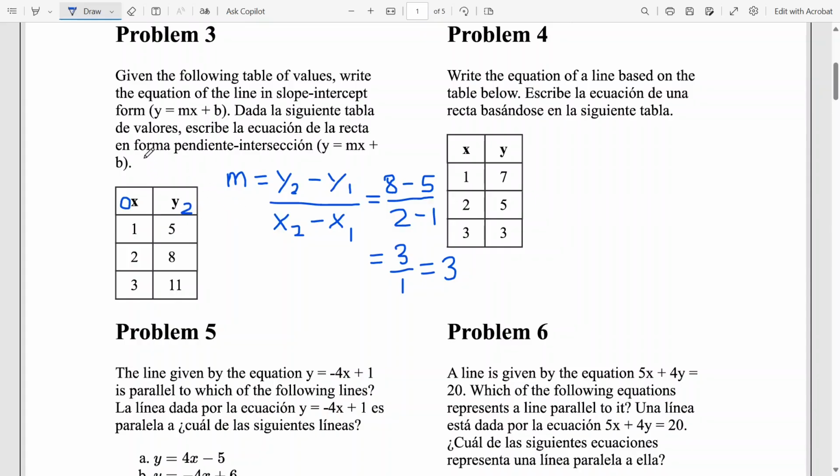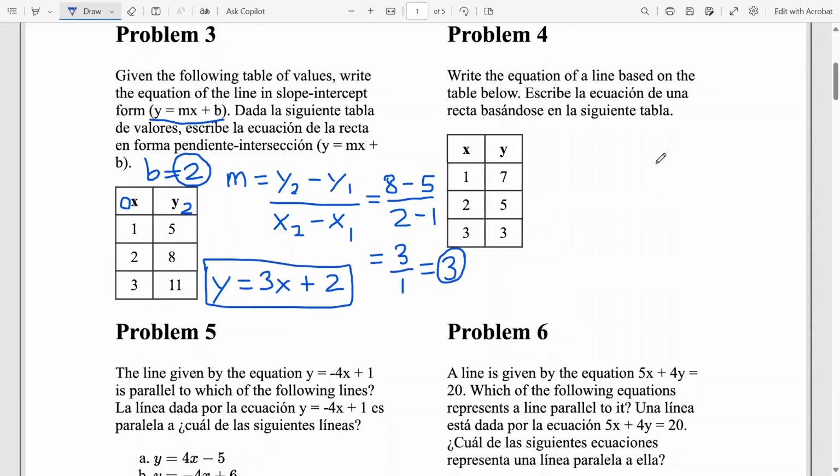So my y-intercept is 2. The b is 2. So again, we're going to follow this form, y equals mx plus b. So now we've got m is 3, and we've got b is 2. So we can write our answer as y equals 3x plus 2. And we're done with that one.